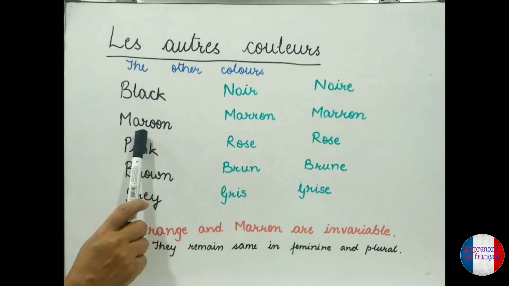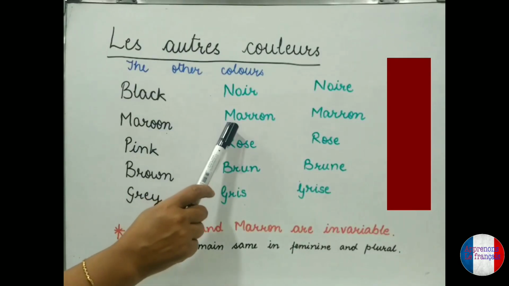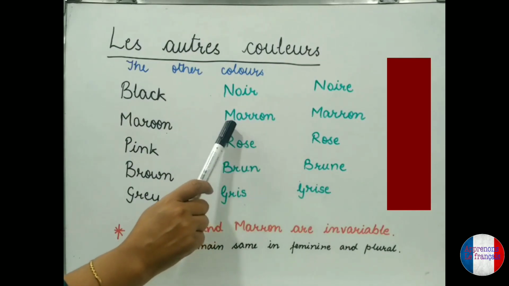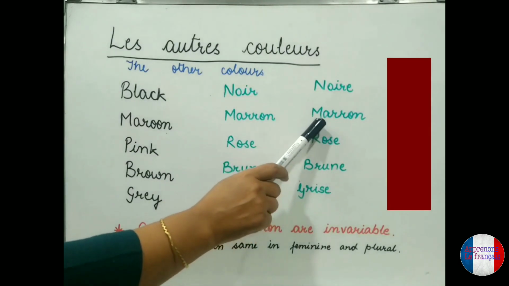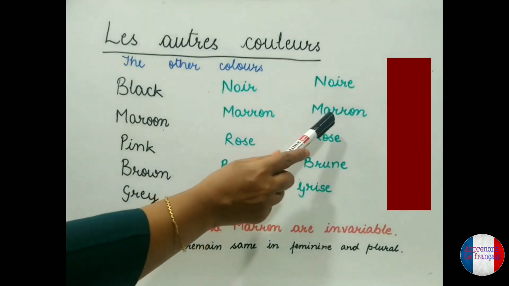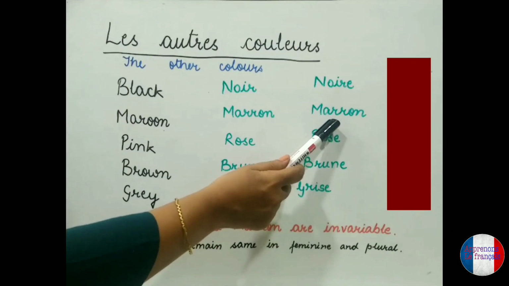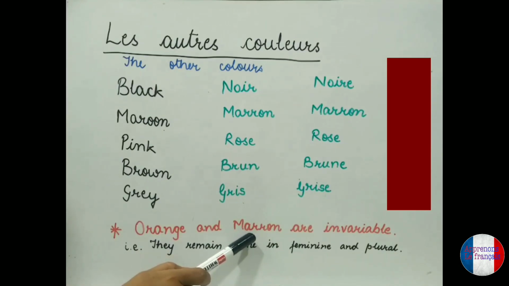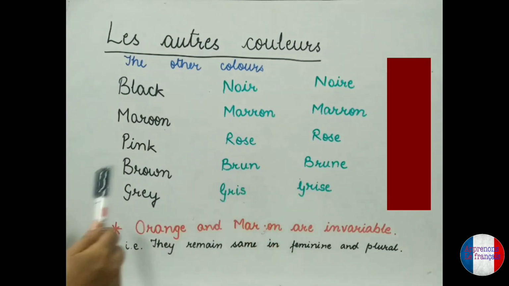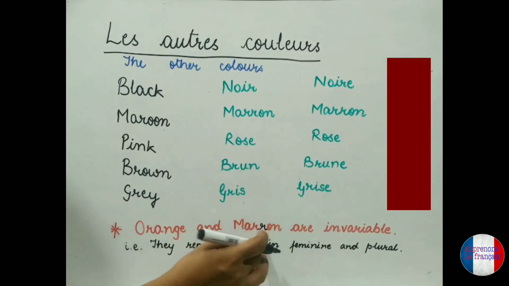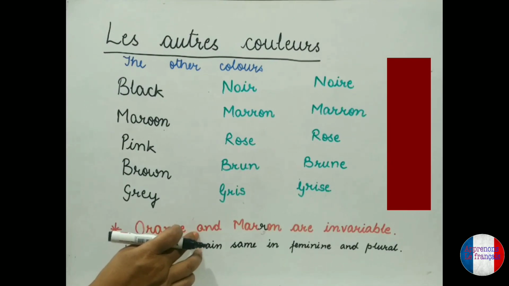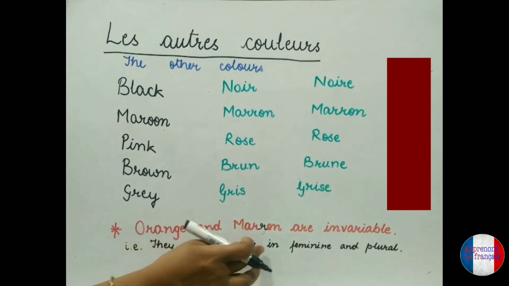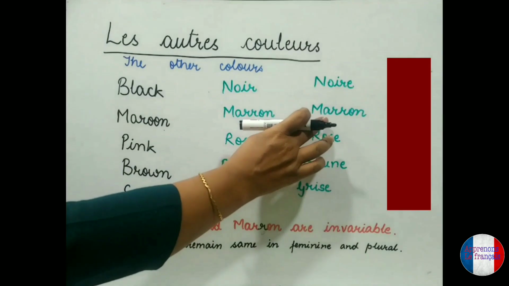Okay, now the second color here is maroon, which in French is marron. On, the pronunciation is on, so it is marron, and feminine also is the same, marron. If you see here, marron in feminine has not changed, because orange and maroon, orange et marron, I have written here in French, they are invariable. Invariable means they remain the same in feminine and plural, they do not change.